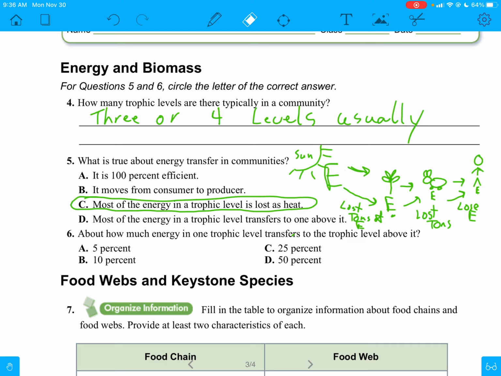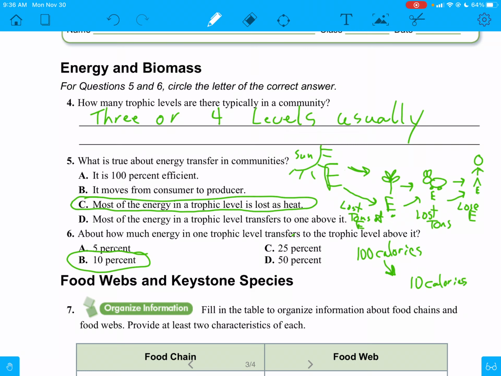Okay, so let's look at number 6 here. It says how much energy in one trophic level transfers to the trophic level above it. And the answer on this is only about 10%. So if you think about that for just a minute, let's say that you ate a plant and it was 100 calories. Well, how many calories are you actually going to be able to use to sustain your life? Well, if you only get 10%, that means only 10 calories is actually going to be used for energy for you, okay?